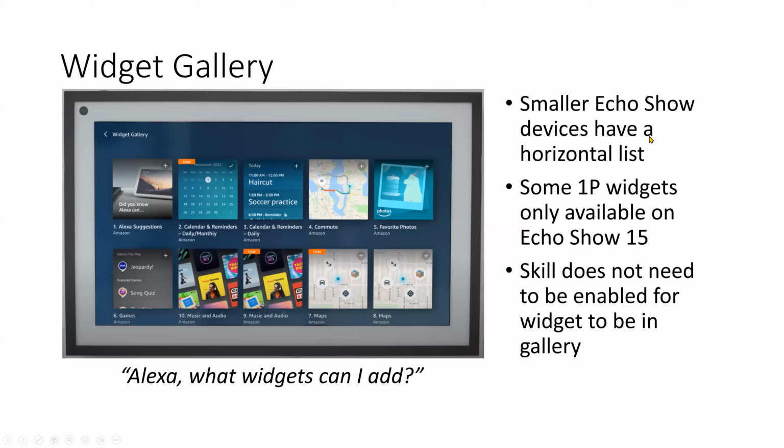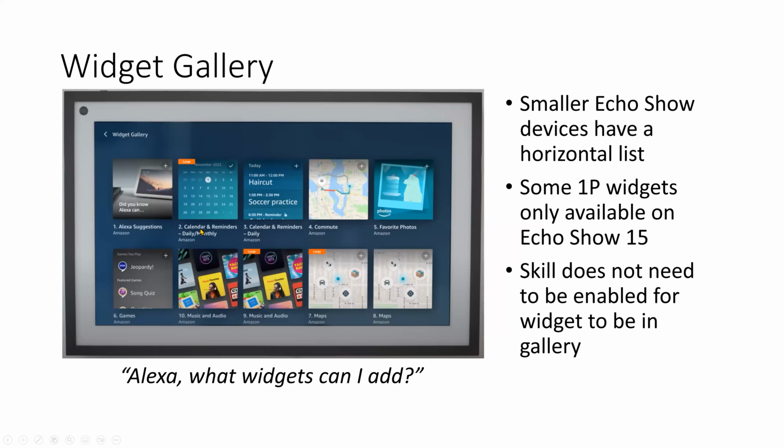On smaller Echo Show devices, like the 8 and the 10, the widget gallery is just a horizontal list, and some of the Amazon first-party widgets that are created by Amazon aren't available on smaller devices. They're only available on the Echo Show 15. This would include anything that's marked with large.